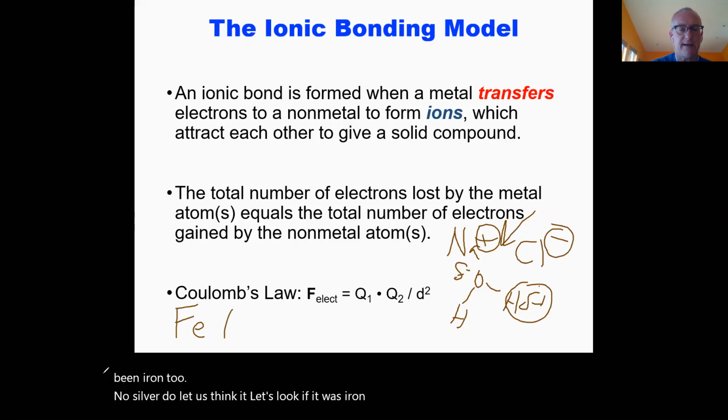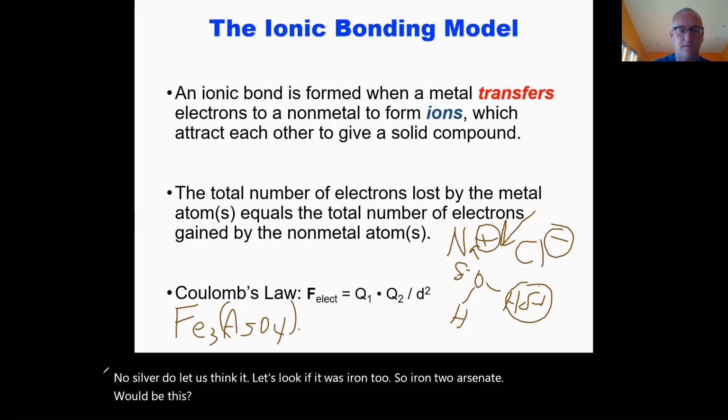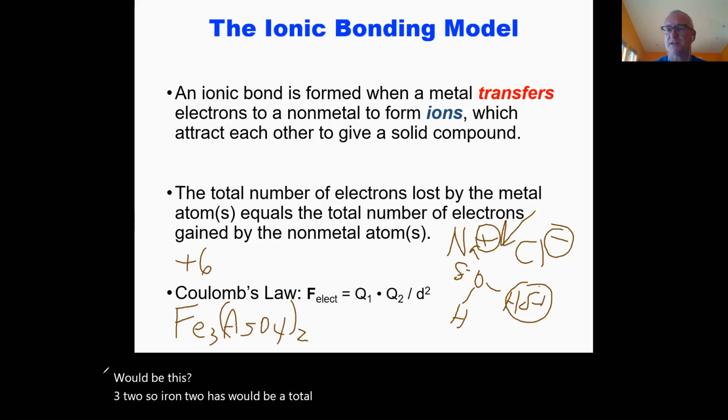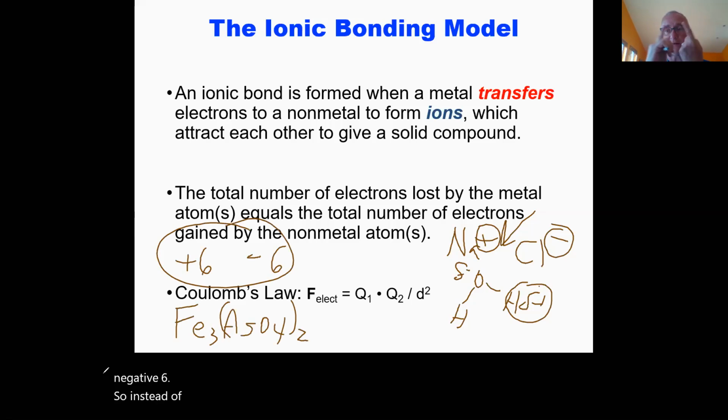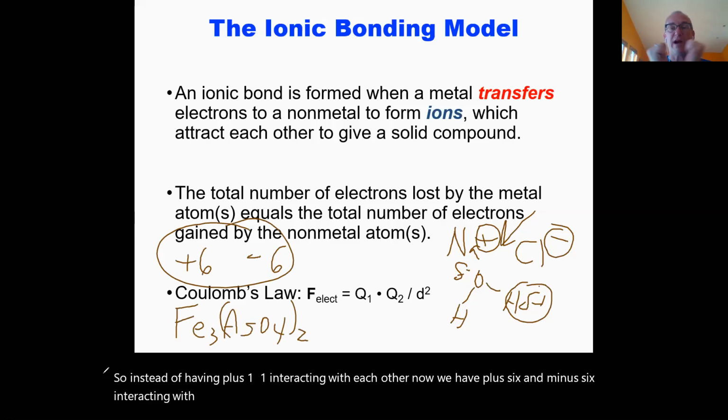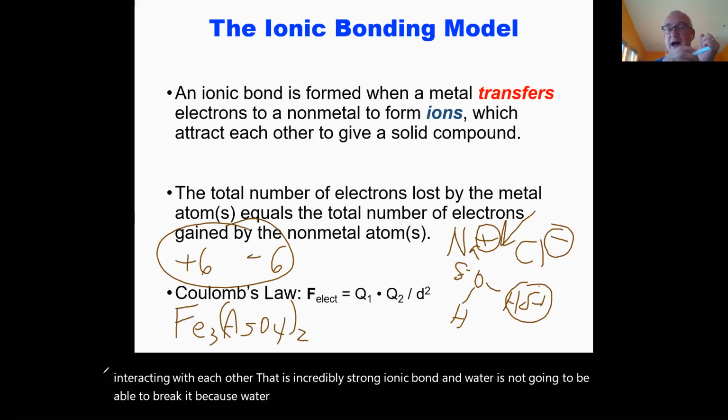So iron 2 arsenate would be this, 3, 2. So iron 2 would be a total of 6 positive charges, and 2 arsenate ions would be -6. So instead of having +1, -1 interacting with each other, now we have +6 and -6 interacting with each other. That is an incredibly strong ionic bond. And water is not going to be able to break it, because water interactions will not be sufficient to overcome the loss of energy of this particular bond.